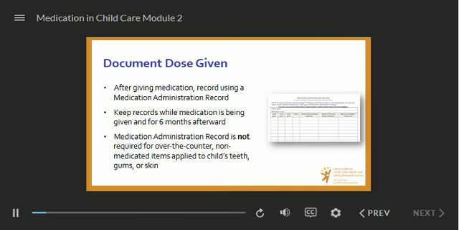Except for over-the-counter, non-medicated items applied to a child's teeth, gums, or skin, such as sunscreen, lotions, or non-medicated diaper cream, all doses of prescription and over-the-counter medications must be documented. The medication administration record must include the child's name, the date and time, amount and type of medication given, and the name and signature of the person giving the medication. Medication administration records must be kept and available for review by DCDEE while the medication is being given, and for 6 months afterward.